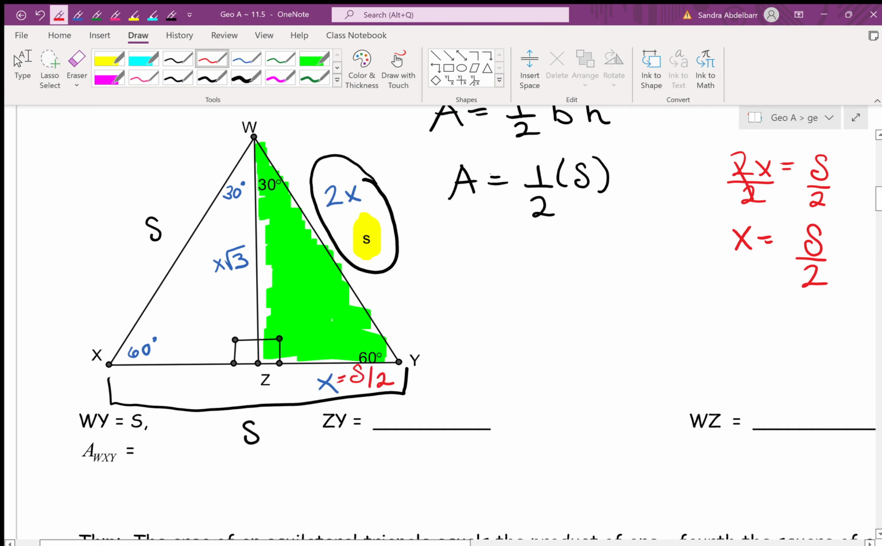And then what will the height be? Well, the height will be x times root 3. Well, our x is our side length divided by 2 times root 3. So we would represent it by that, s over 2 root 3. Do we agree that's our height now in terms of s? So now I'm going to plug that in. We have s over 2 root 3.